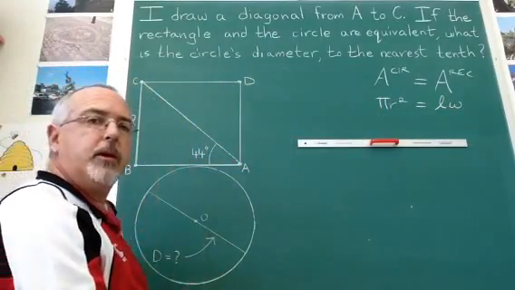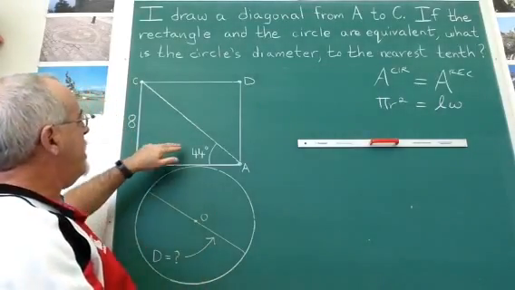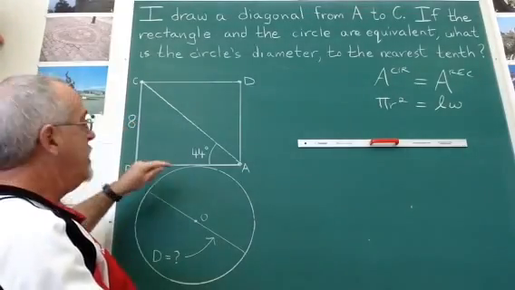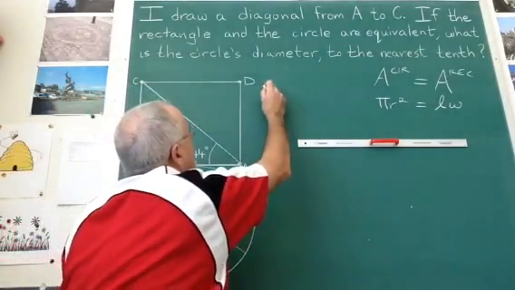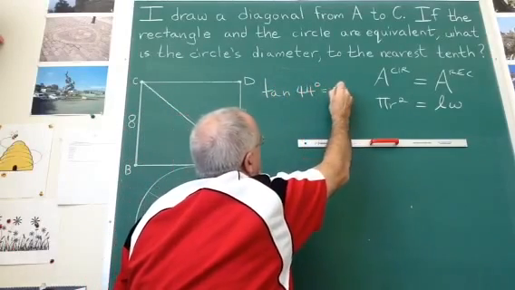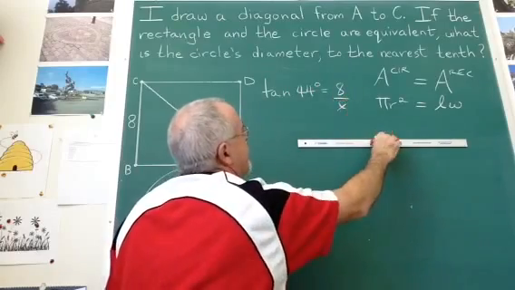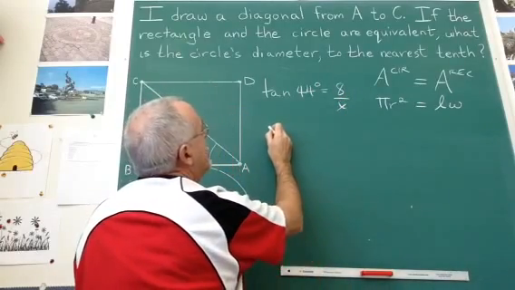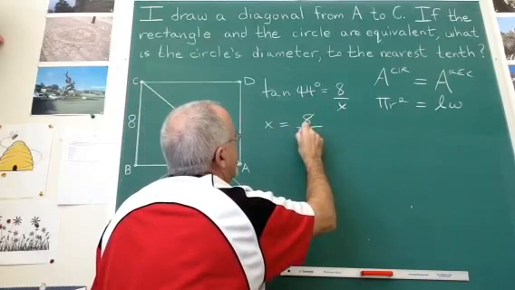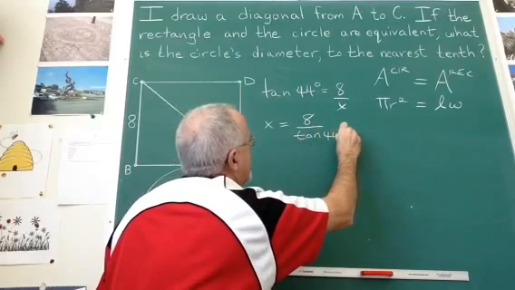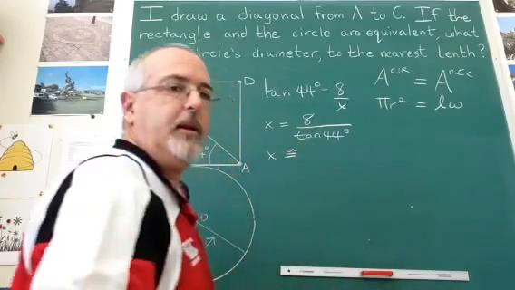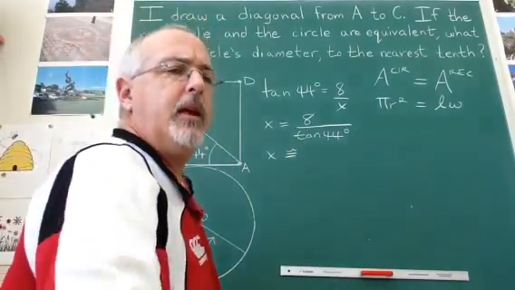Now we have to do some trigonometry to get more information about the rectangle. I'm going to use the TOA formula. Tan of 44 is equal to opposite 8 over adjacent, which is my unknown. And this means that x is equal to 8 divided by tan of 44. And that is going to be equal to approximately 8.28.